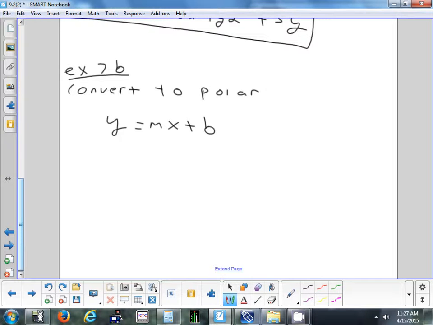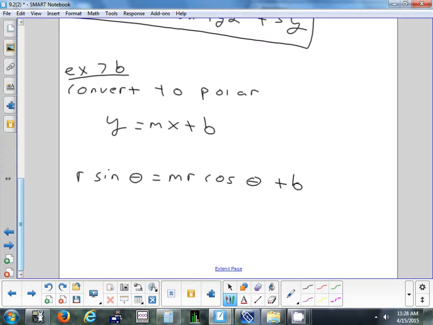R sine theta. Okay, so we can write y as r sine theta. And we can write, oh, sorry, that's x. James, how can I write x? R cosine theta plus b. Right, so we have r sine theta equals m r cosine theta plus b.